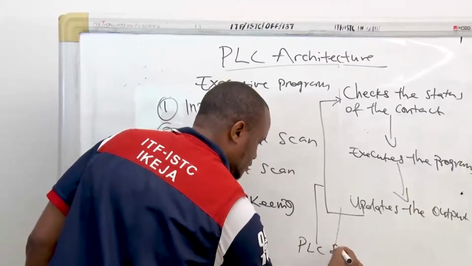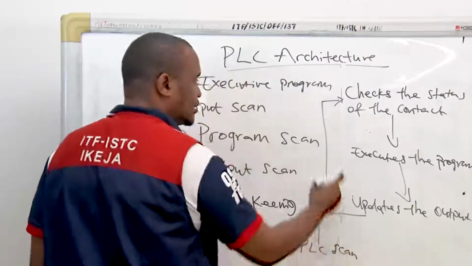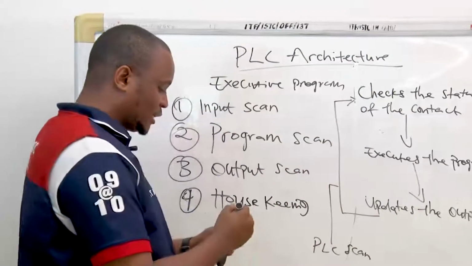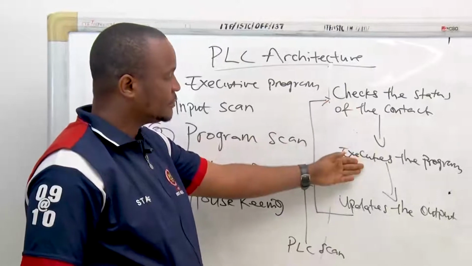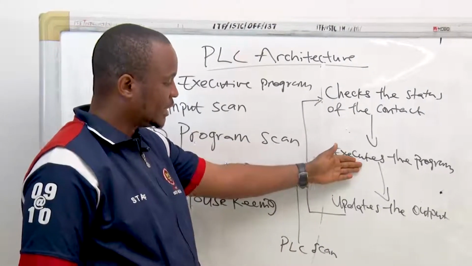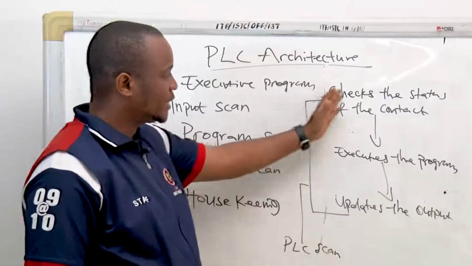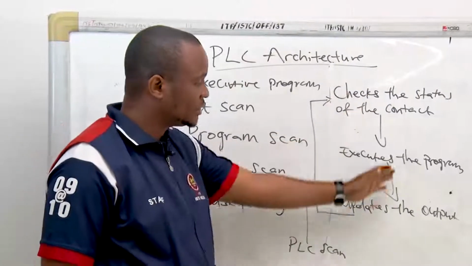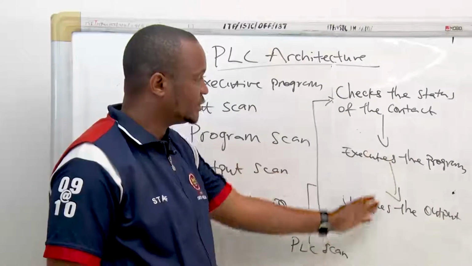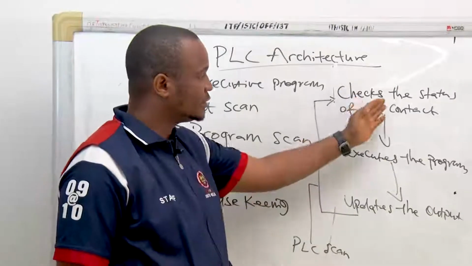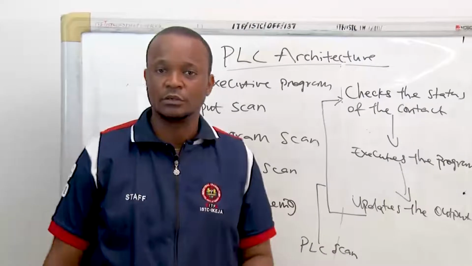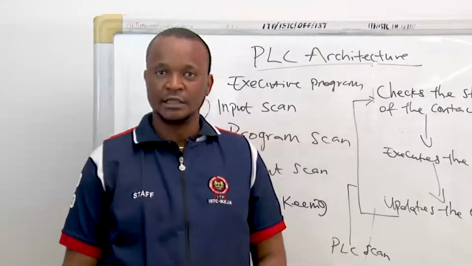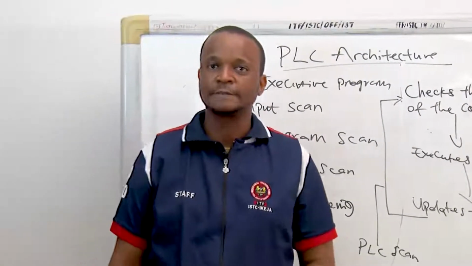So this PLC continually scans by checking the status of the contacts connected to it as inputs, updates the program, and then executes the program, and then updates the output, and then it goes back and repeats. So it flows in this pattern. This is the PLC scan. Should there be any faults along the way, the fault indicator will be updated as it goes by.